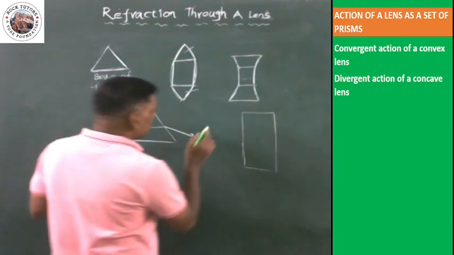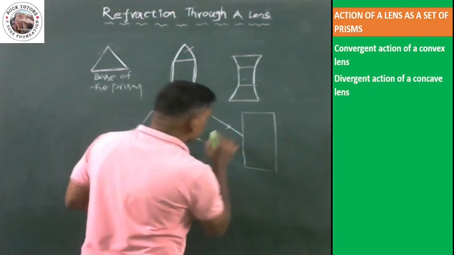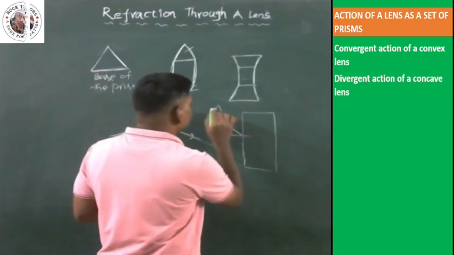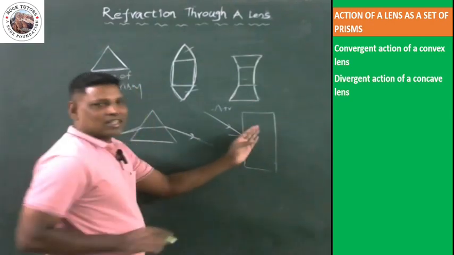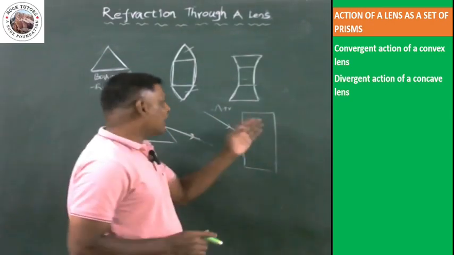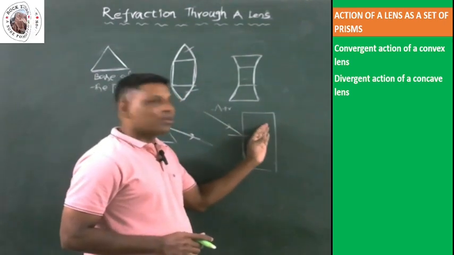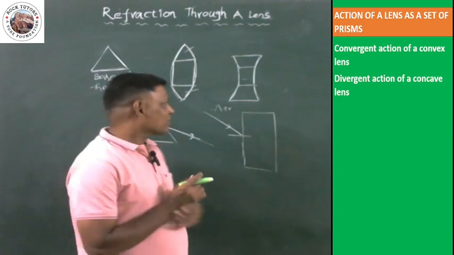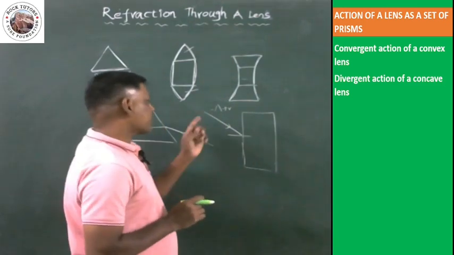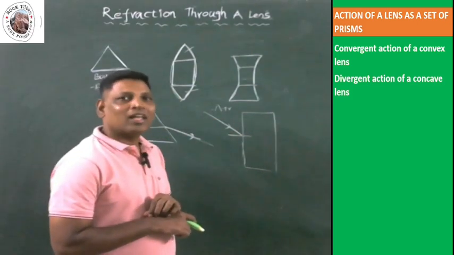In the glass slab, if light is incident here, if I draw the normal, this is a normal. We know that this is air, this is a glass slab. This is a rarer medium, this is a denser medium. When light is passing through a rarer medium to a denser medium, we know that the light will bend towards the normal.